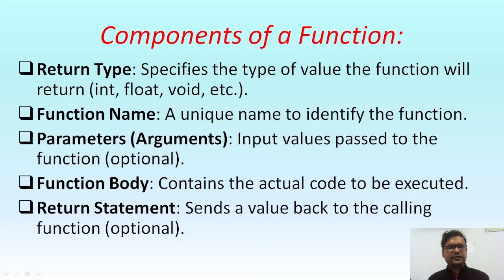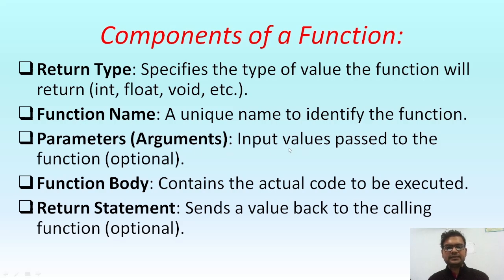So as I told, the return type specifies the type of the value the function will return. It may be an integer value, it may be a float value, it may be void. Void is used when the function is not going to return anything. The function name I have already discussed, it's nothing but a unique name. When you are writing code and breaking the code into sub blocks or making multiple functions, it is very important to provide unique names to each function so that you can uniquely identify each function. Then comes the argument.